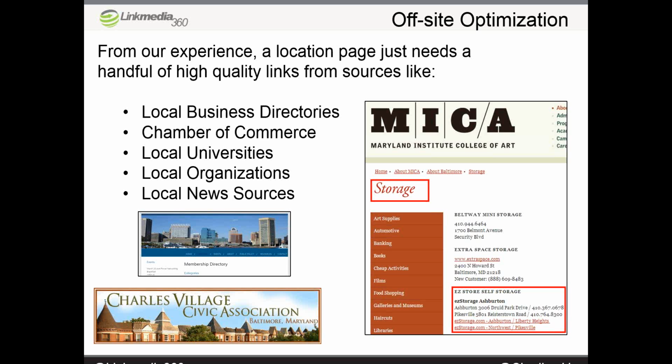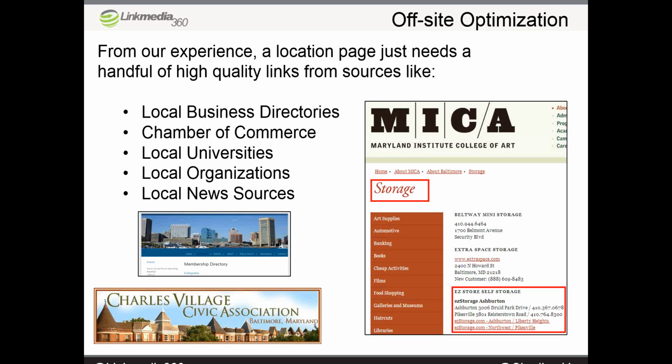You just need a handful of really high-quality links. High-quality links from a local SEO standpoint tend to be related to local business directories, your Chamber of Commerce, local universities, local organizations, and local news sources. The one thing that we do immediately is we really look for any universities that have directories.